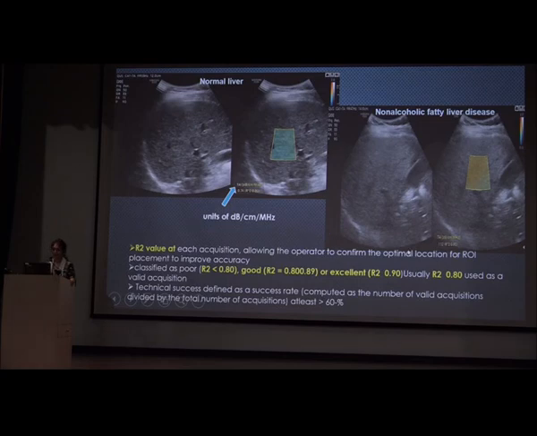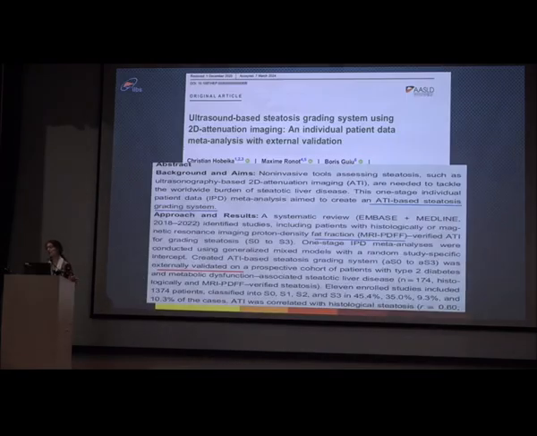What is the technical success? If you get, out of 10 values, at least 6 or more valid acquisitions, that acquisition is called a valid acquisition, and you get your scores, and you can easily measure the steatosis.